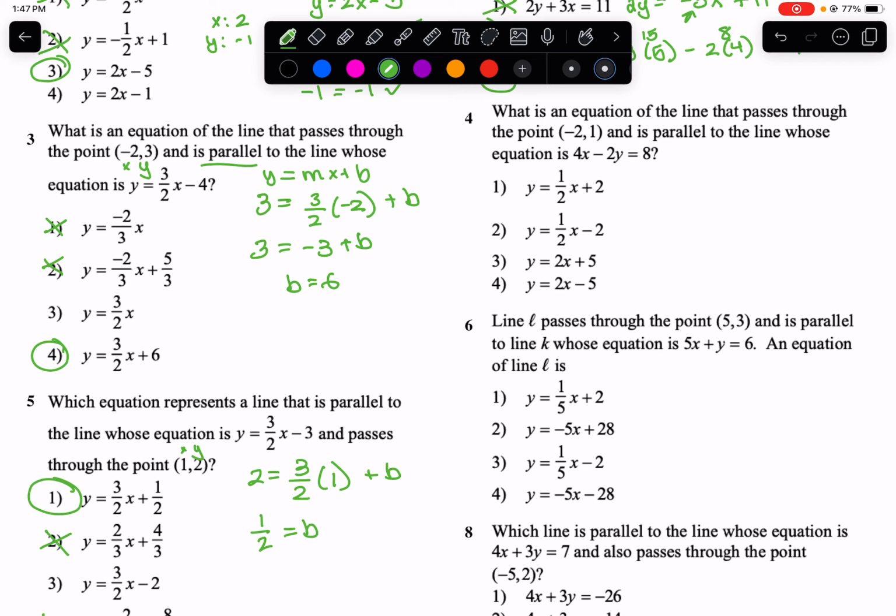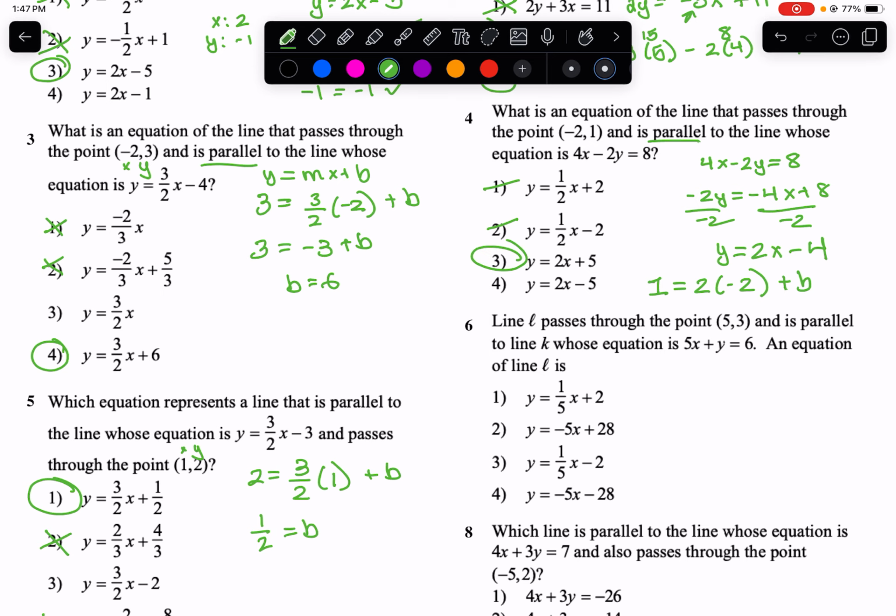So now we're flip-flopped again. So we want parallel, so we want the same slope, but our equation is given to us in non-slope intercept form, so we have to do some rearranging. So our final slope intercept will be y equals 2x minus 4. So I want something with a slope of 2 that goes through negative 2, 1. So I have 1 equals 2 times negative 2 plus b. So that's going to be negative 4. We add, b will be positive 5.